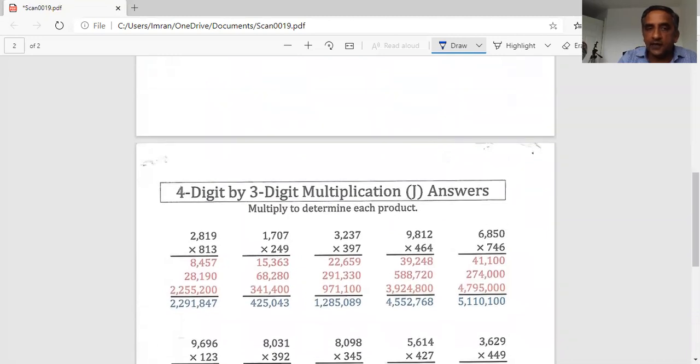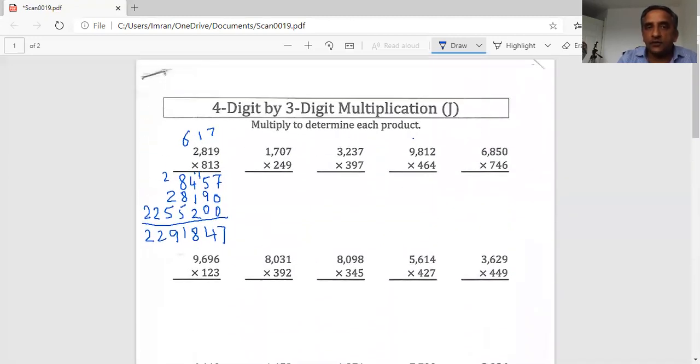Can you see it's exactly the same answer? So similarly, you can do as well. You can do one question and then check your answer. Do the second question and then you can go down and you can check your answers.